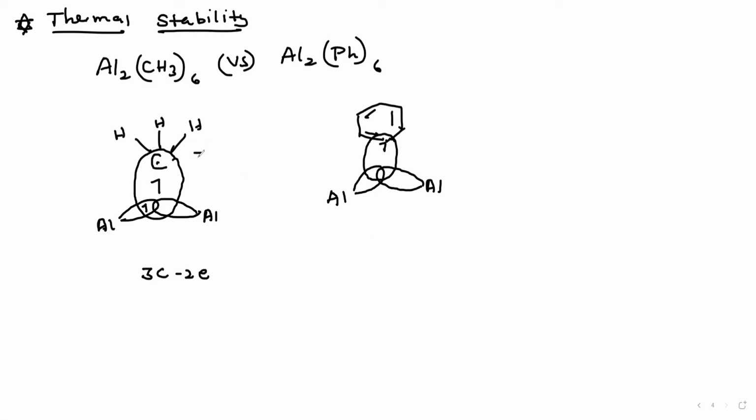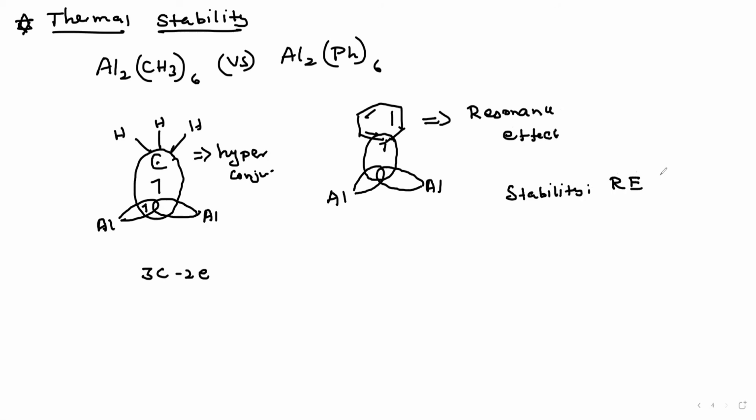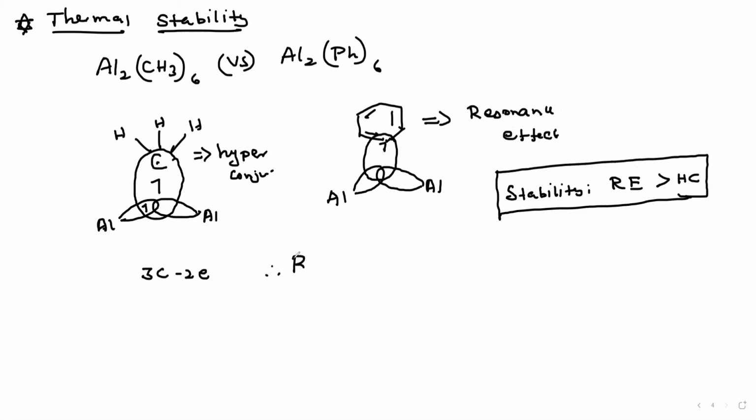Listen. In the case of CH3, which effect dominates? Hyperconjugation effect. In the case of the phenyl group, which effect dominates? Resonance effect, right? Now, which is more stable? Always, the more dominant effect gives more stability. The resonance effect is always more dominant compared to hyperconjugation. Therefore, the bridging ability of the ligand is stronger for the phenyl ring compared to CH3.